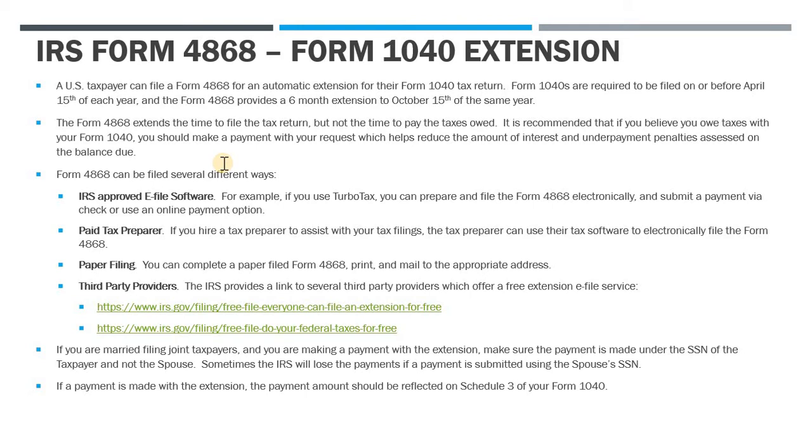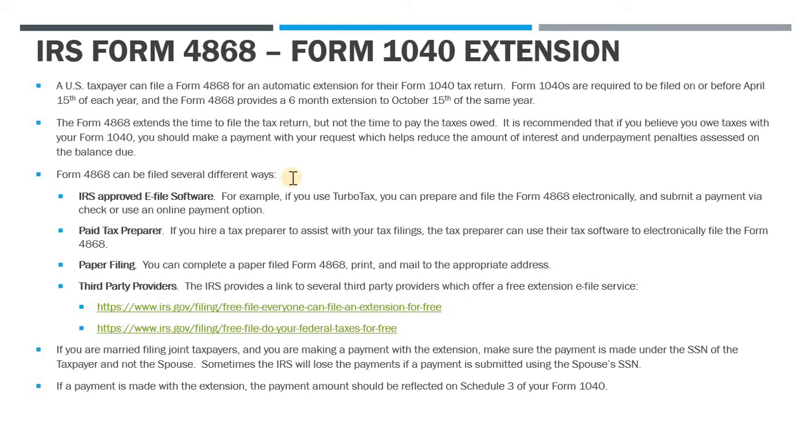to file that return. Now, to be clear, and the IRS makes this very clear as well, the 4868 extends the time that you can file the return, but not necessarily pay the tax if you owe a balance with your filing. So, if, for example, you are prepping your 1040 in March, and you figure out that you're going to owe an extra 20 grand, you can still file an extension. But the IRS wants you to pay that $20,000 before April 15th in order to reduce any interest payments or underpayment penalties that might apply.